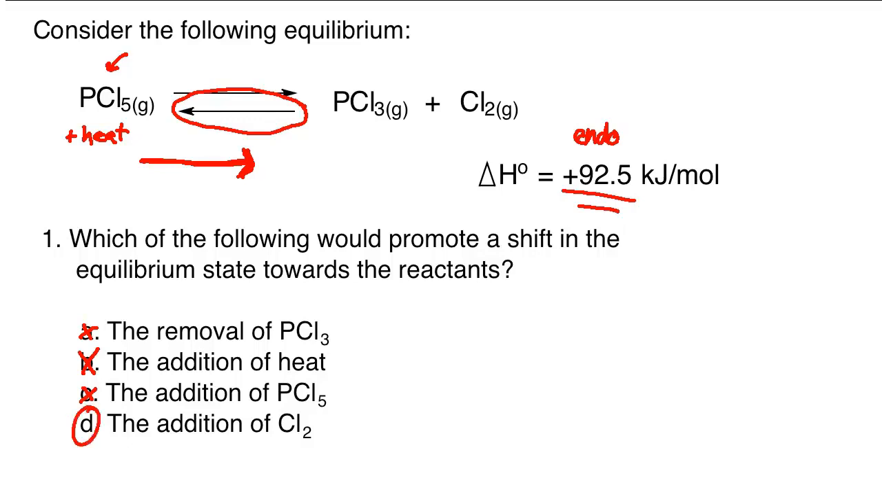Now, does D actually make sense? The addition of Cl2. So just the opposite of what we saw with the reactants. If I add additional product, there is then too much Cl2 and it will shift to the left in order to compensate for that and reestablish the equilibrium. So yes, option D is indeed what we are looking for there.